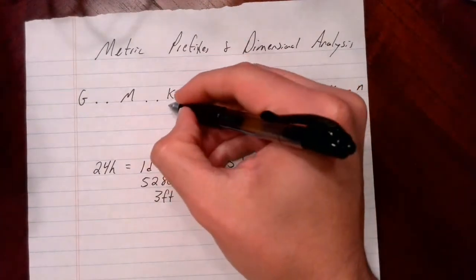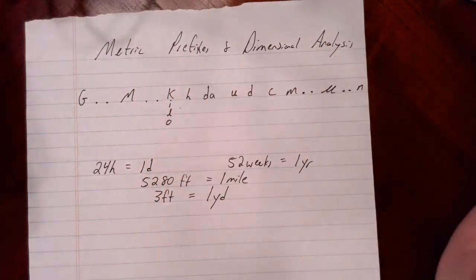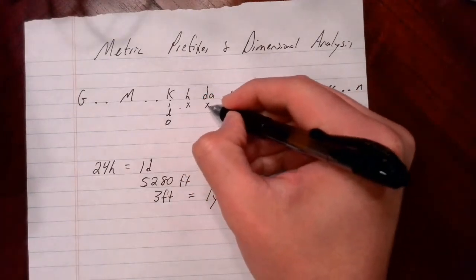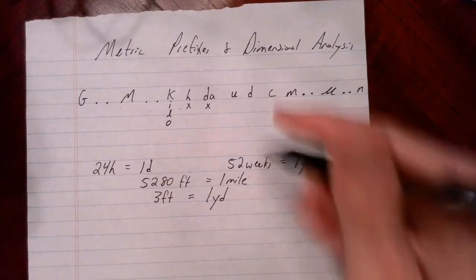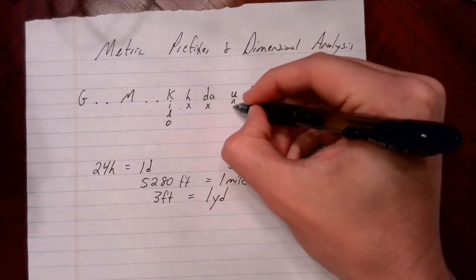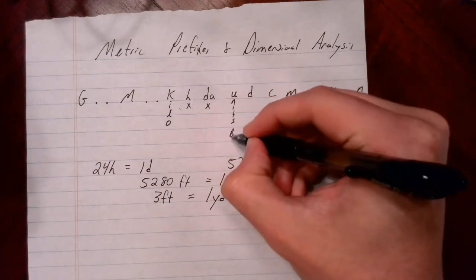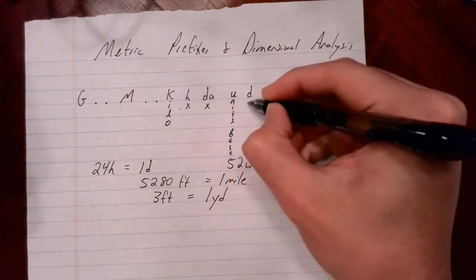So the K stands for kilo. The H and the DA stand for hecta and deca. We really don't use those, so we can put an X under those. We leave them there though for placeholders so we know how many places to move. U stands for units. So that's really just the base unit. So I'll write units and then I'll write base. So this D is the one we commonly use. It is deci.